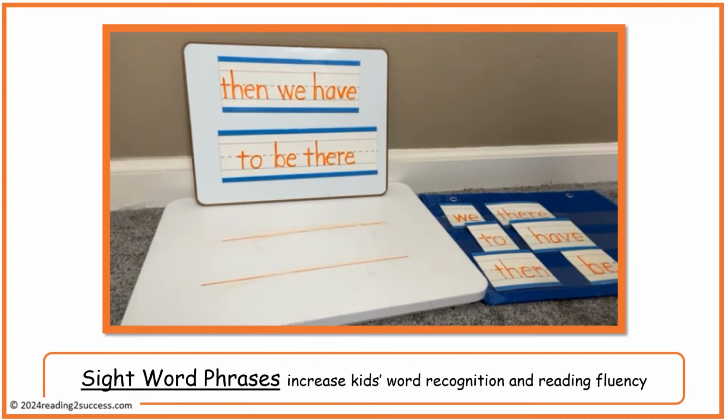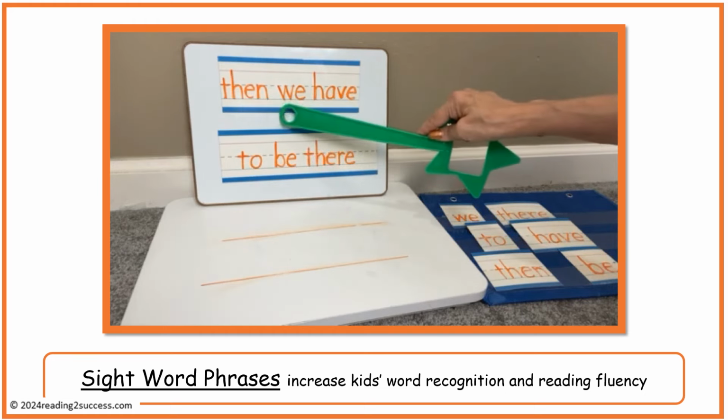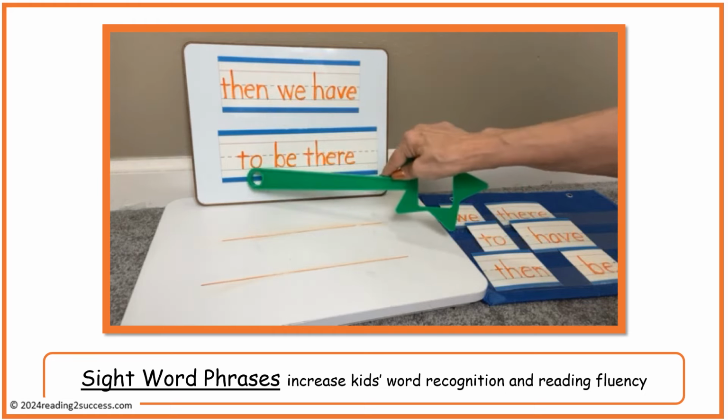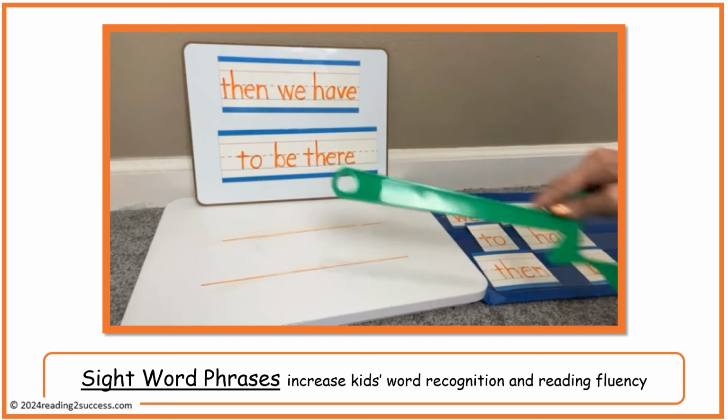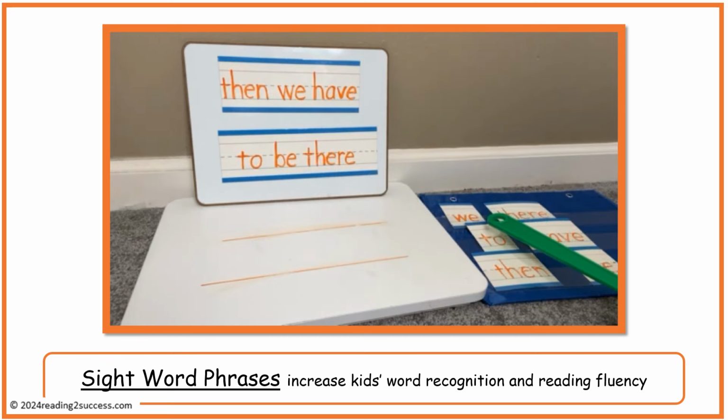Begin by reading the 2 sight word phrases with kids. Then we have. To be there. Then have them read the sight words that are in the sight word phrases with you. We, there, to, have, then, and be.